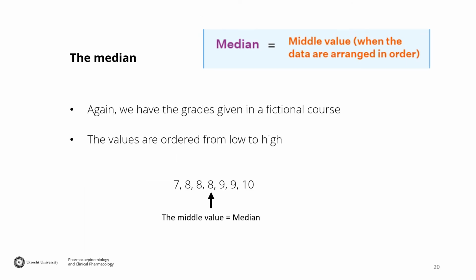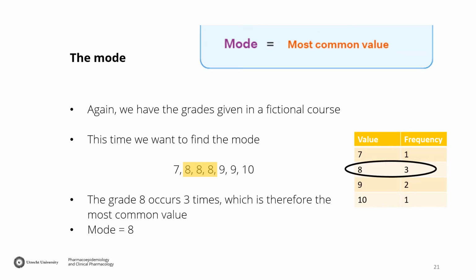The median, though, is a little bit different. Instead of adding up all the numbers and dividing by the total amount, you just pick the middle value in the data when it's arranged in order. If we again use the grades from before in the fictional course, the values would be ordered from low to high, so 7 to 10. Then you would pick the middle number as the median. It's very simple. You order them, you see there's 3 on this side, there's 3 on the other side, and this is the number right in the middle. Then that's your median.